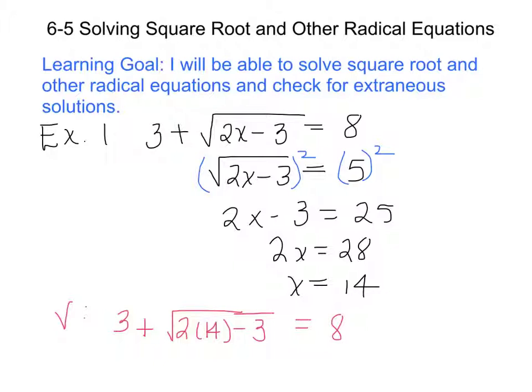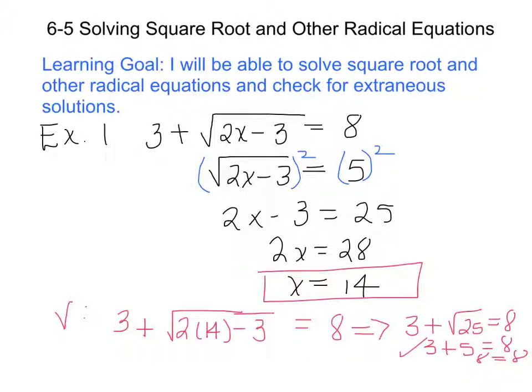So you'll get 3 plus the square root of 25. And that's 3 plus 5. And 8 equals 8. So we're good. So 14 is the solution.